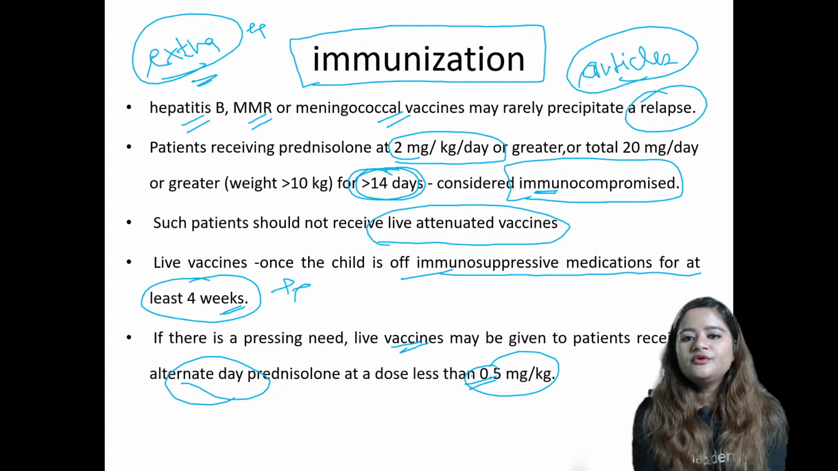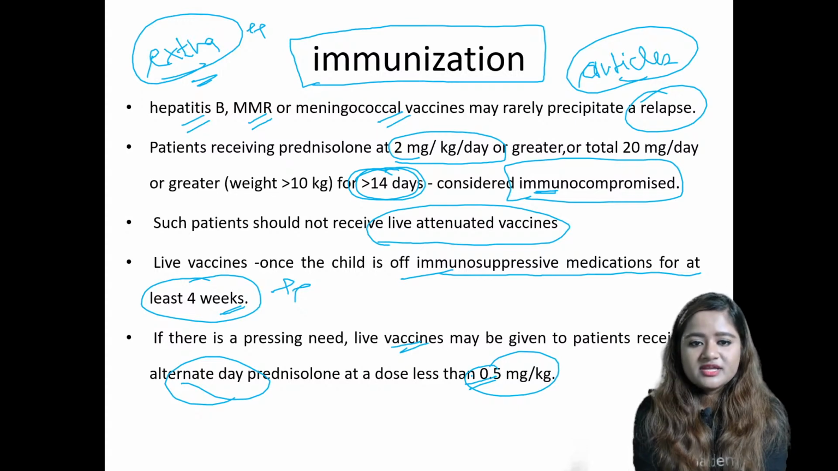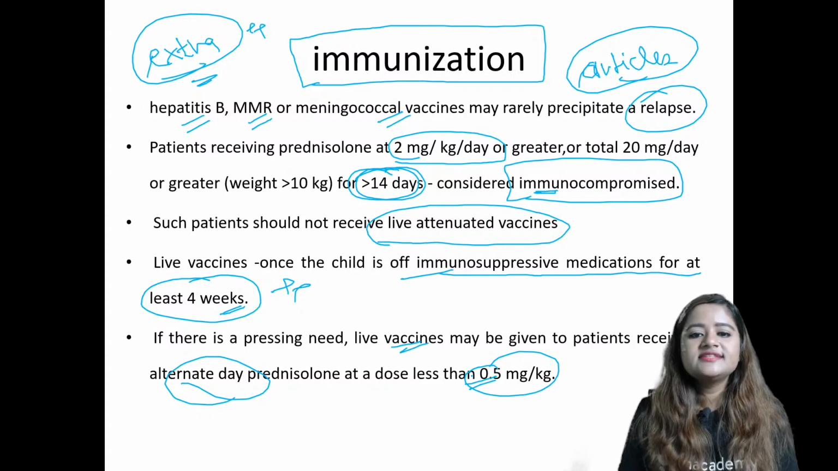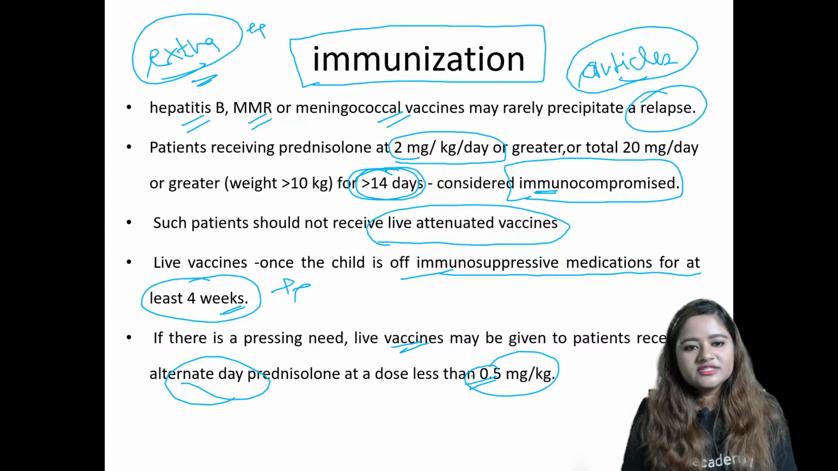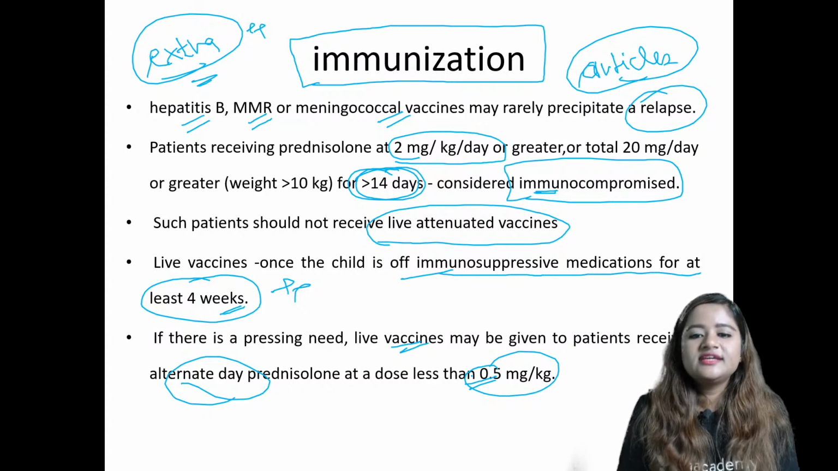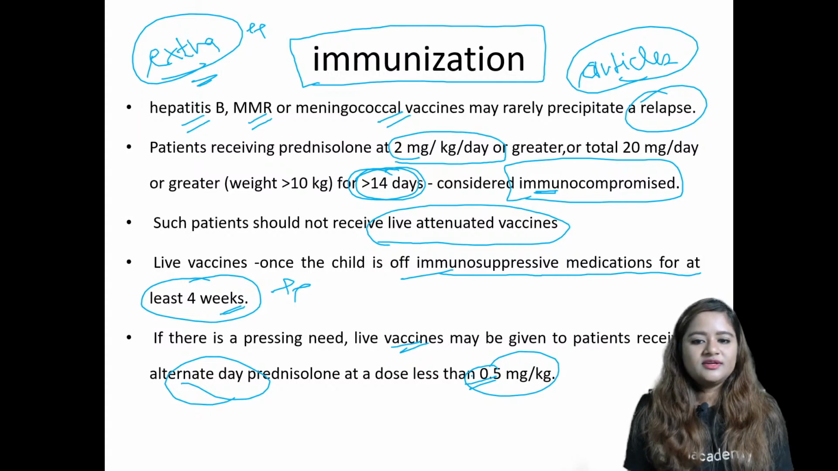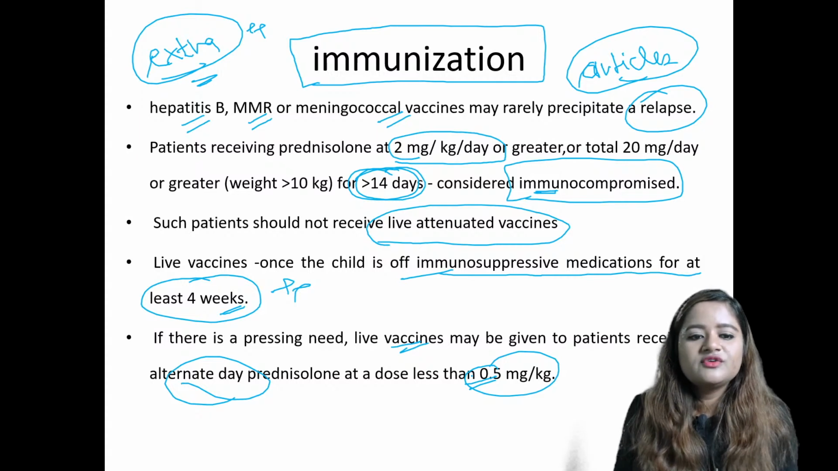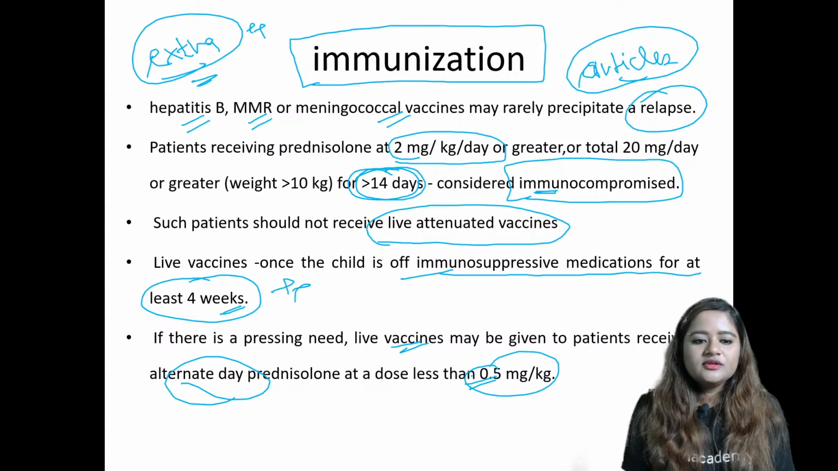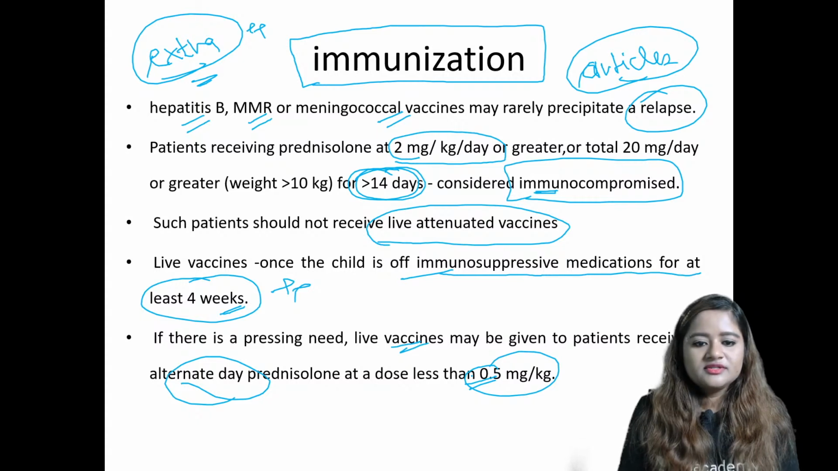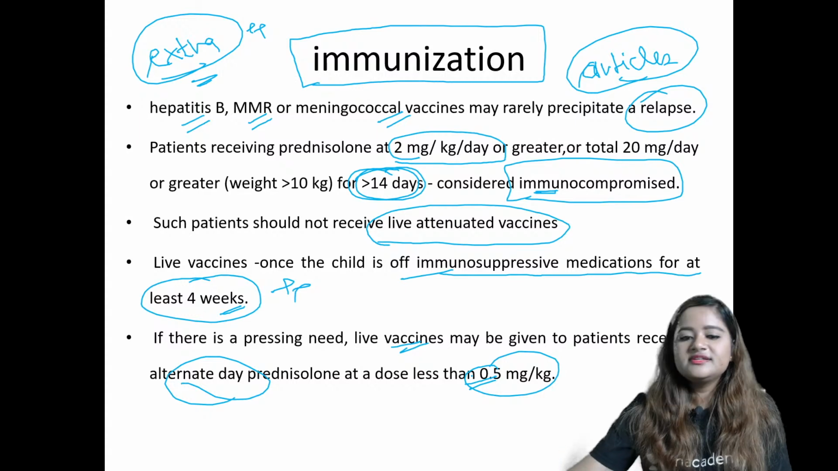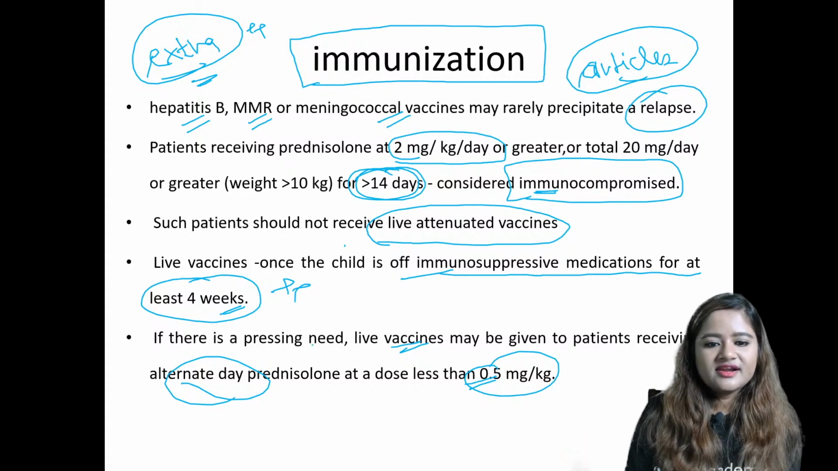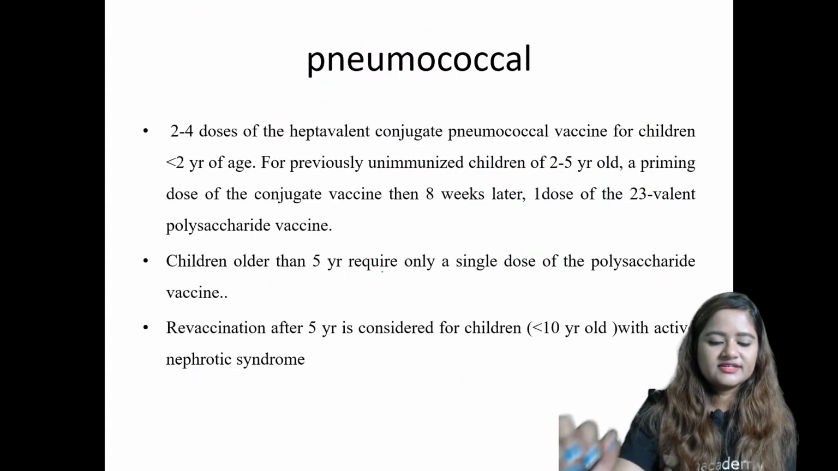Once the child is on full dose steroid therapy, that 2 mg per kg per day duration, we will consider the child as immunocompromised. इस ड्यूरेशन में अगर 14 डेज तक वो फुल डोज ले चुका है, आपको लाइव एटेन्यूएटेड वैक्सीन नहीं लगाना. अगर लगाना है तो कब लगाना है? Once the child is off steroid for at least 4 weeks. You can also give an alternate day prednisolone therapy. During this phase, you can give a live vaccine if it is very much needed. This is a very rare situation, so just remember that 4 weeks off steroid, you can give the live vaccine.